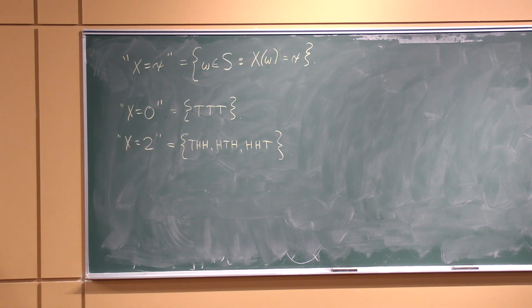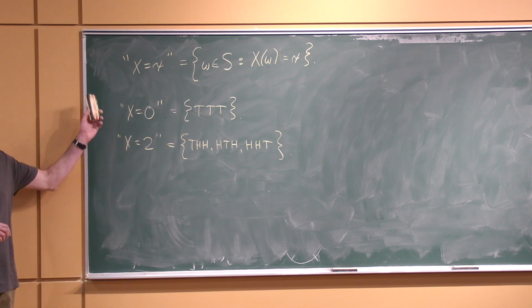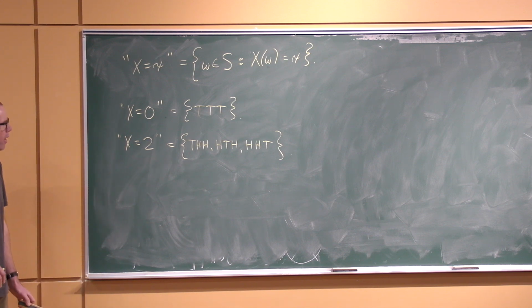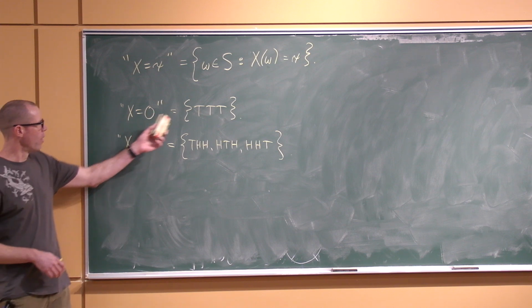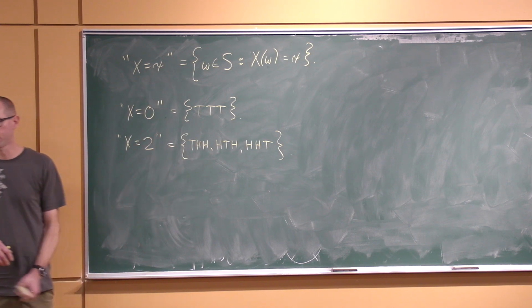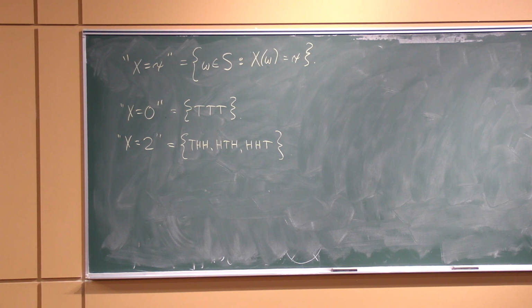Nothing new or terribly exciting here. We've already seen you can define events all kinds of ways just by saying something, and that means you have to figure out what subset of this sample space S this corresponds to. All right, so far so good.